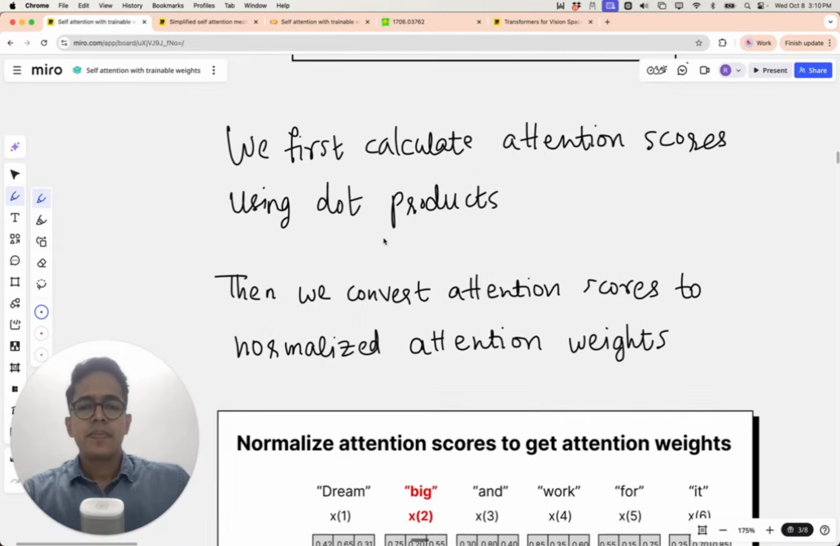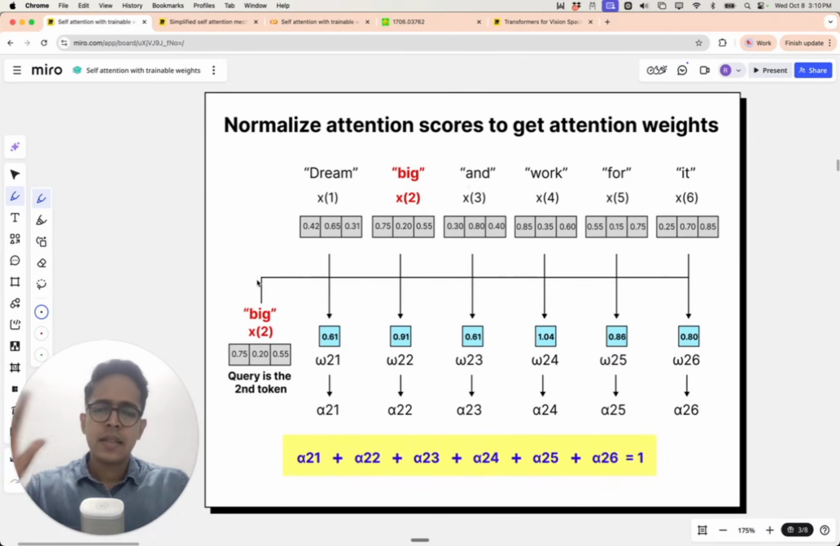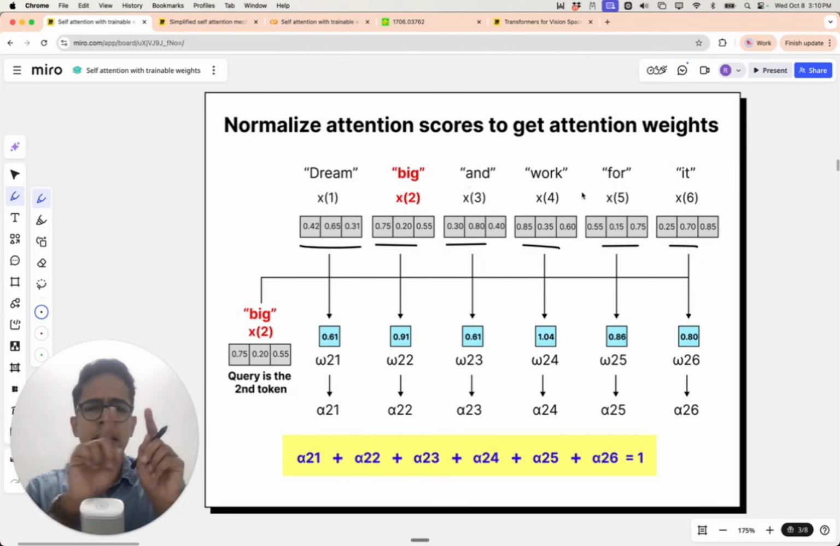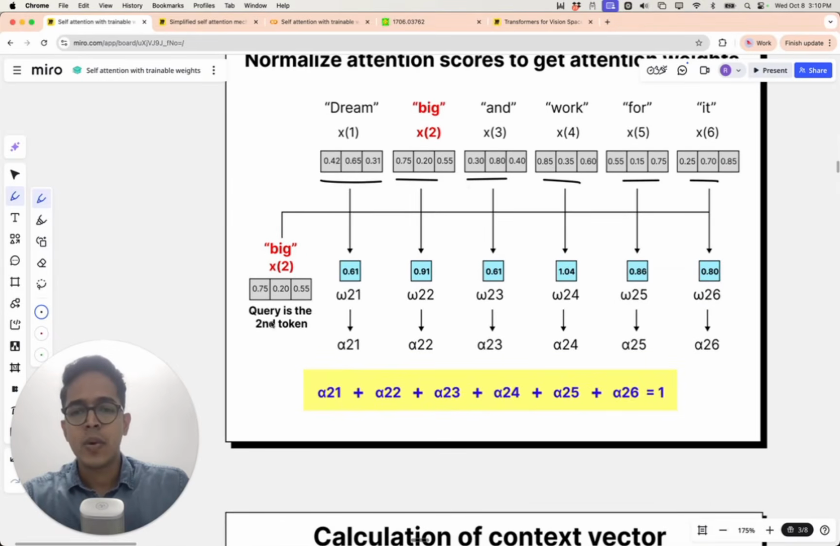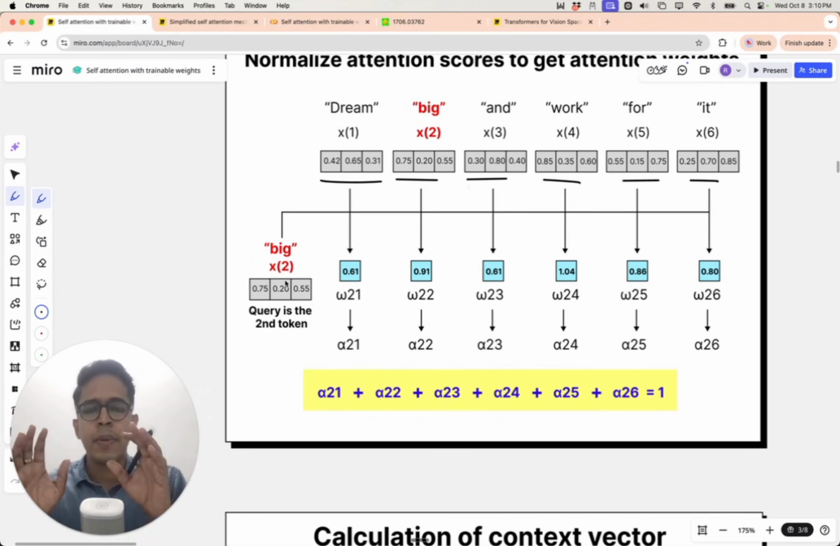Now, if you just look at this diagram, this is again just the summarization of simplified self-attention. We had the input embeddings corresponding to every single word or every single token. So we had 6 tokens. So these were the 6 input embeddings, or basically the 6 3-dimensional vectors. Then if we consider big as the query, which is the second token, we are looking at how much attention should big pay to dream, how much should big pay to itself, how much should big pay to and, etc.